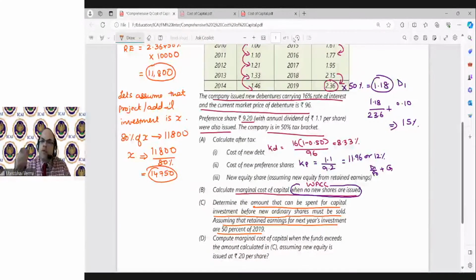How did I get 80%? Because I'm following a capital structure which says a weight of 3 is to 1 is to 16. So 80% is my equity. If retained earnings is 11,800, that is 80% of the total investment. So I am spending 14,750. I can safely say that 11,800 is coming from the retained earnings, and the remaining could be your debentures and preference shares. But the requirement is what is the amount that could be spent here. So that we have calculated, guys, as 14,750.